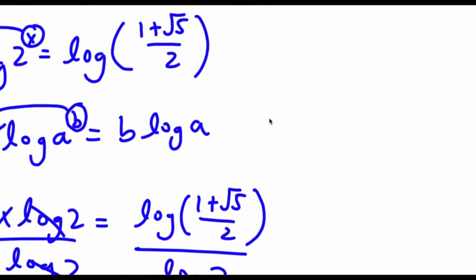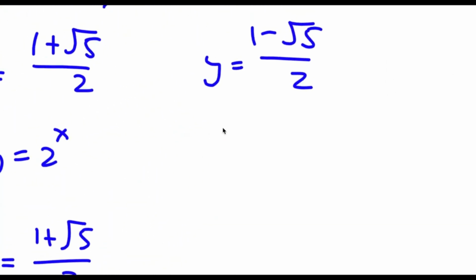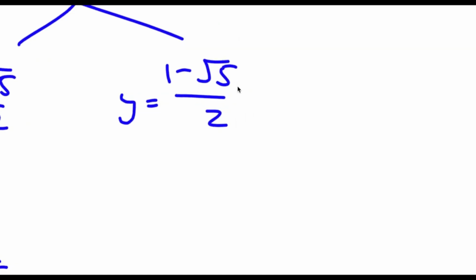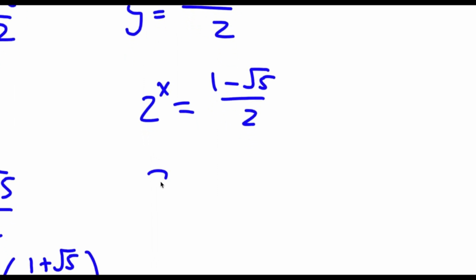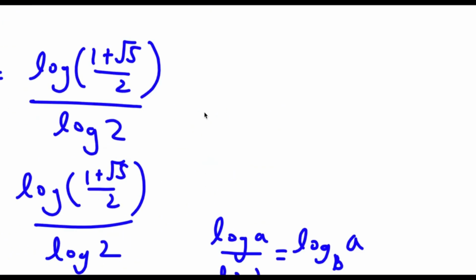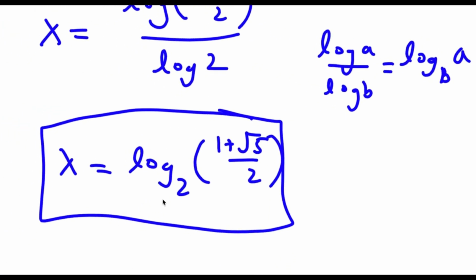Now, remember how there was another solution. If y is equal to 1 minus the square root of 5 over 2, then I have 2 to the power of x is equal to 1 minus the square root of 5 over 2. However, 1 minus the square root of 5, that's going to be negative. And this means that 2 to the power of x has to equal a negative number. And you can't take the power of a positive number and make it a negative. So, meaning this has no solution. So our only solution is x is equal to log base 2 of 1 plus the square root of 5 over 2.